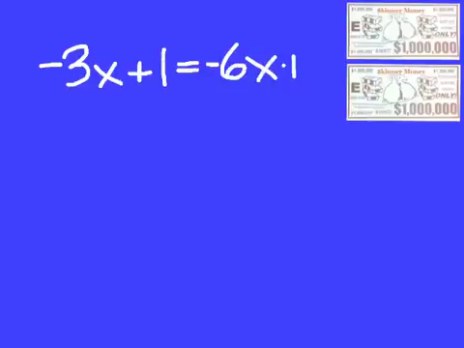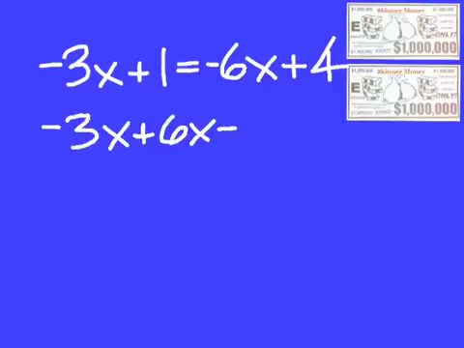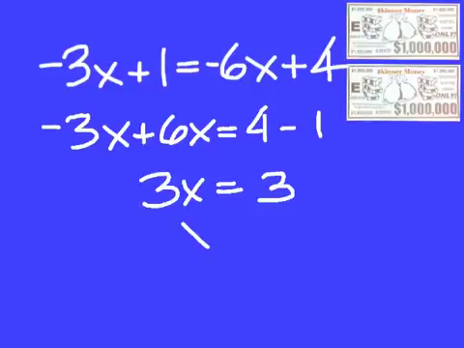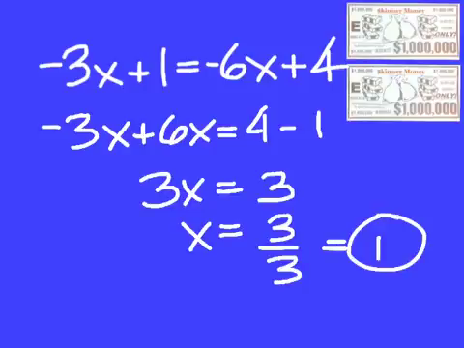Practice problem number 3. Negative 3x plus 1 equals a negative 6x plus 4. Well, you should have negative 3x plus 6x equals 4 minus 1. That will be 3x equals 3. And then 3 divided by 3 is 1.